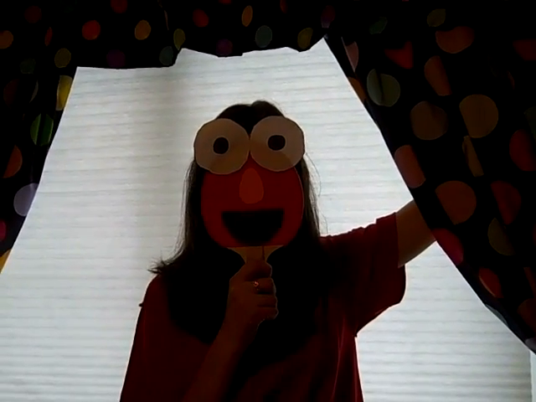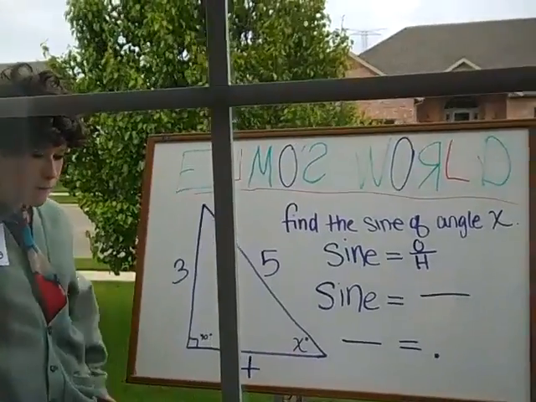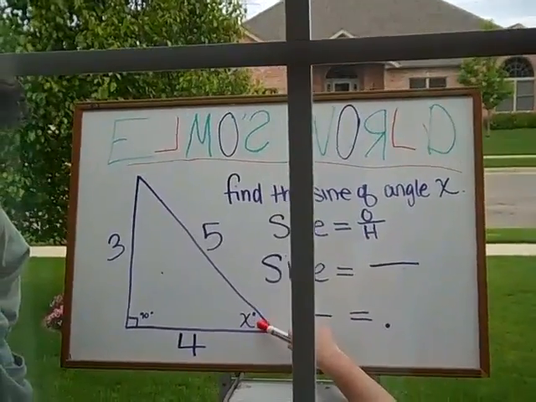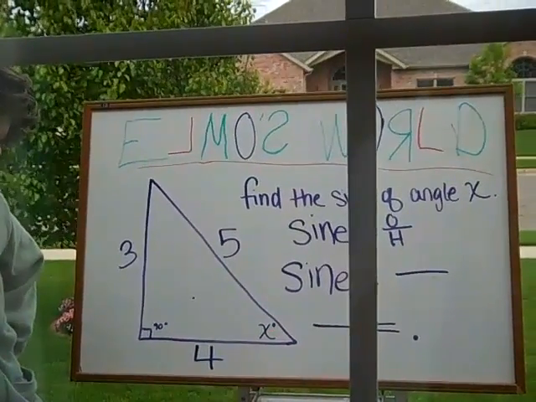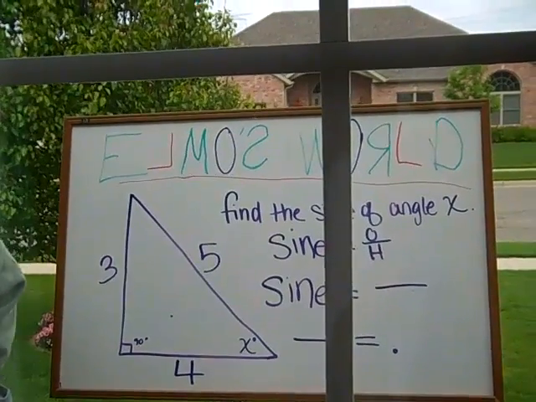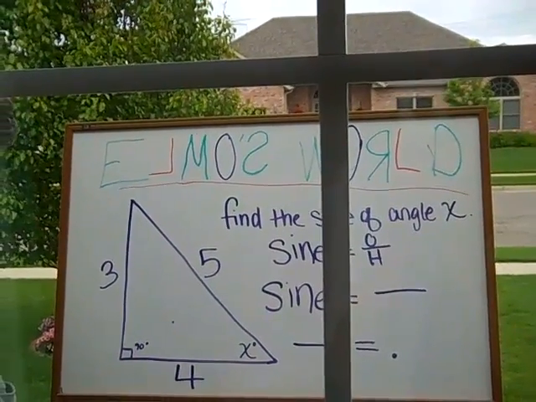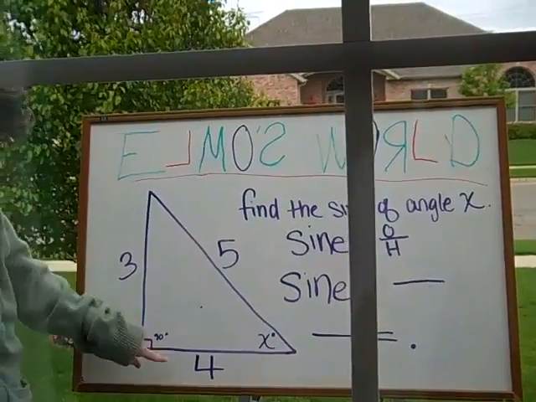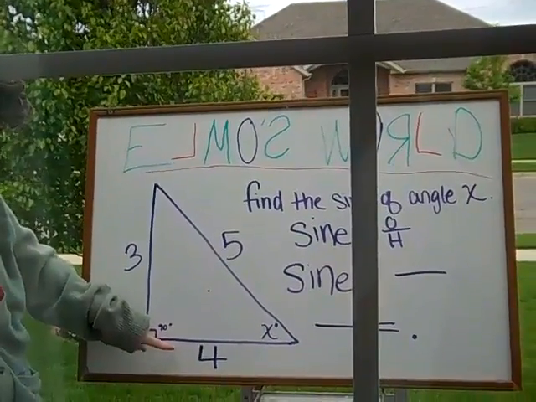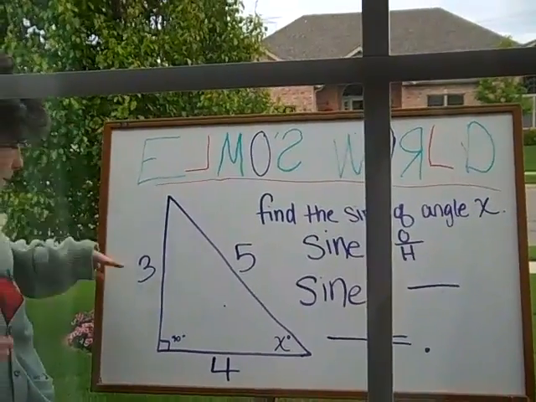Okay, guys, now we're going to do an example with Mr. Noodle. Mr. Noodle! Okay, Mr. Noodle, let's find the sine of this angle right here, x. So, first for sine, it's opposite over hypotenuse. Can you show us the opposite side? No, Mr. Noodle, the opposite side.